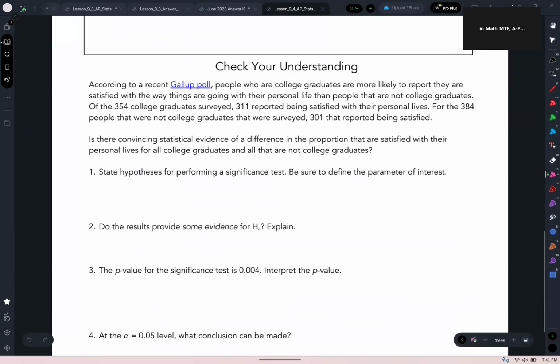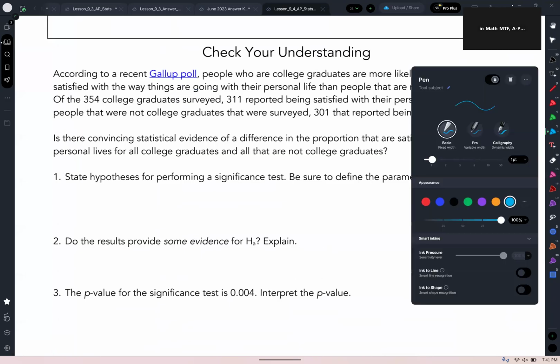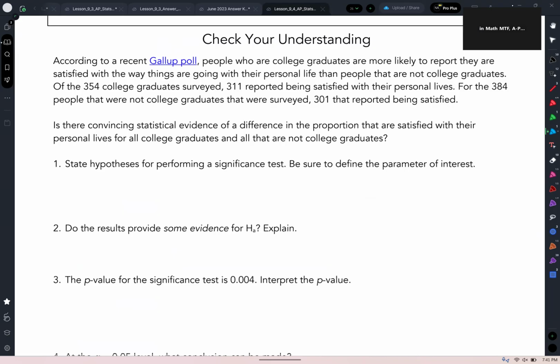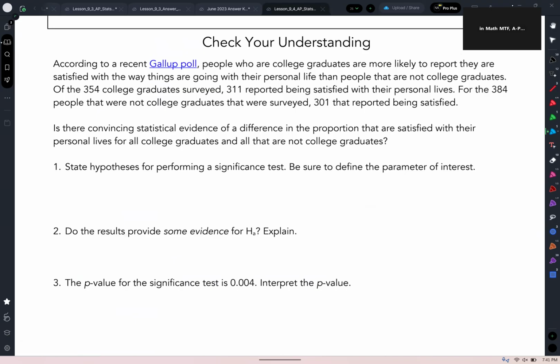But here we go. According to a recent Gallup poll, people who are college graduates are more likely to report they are satisfied with the way things are going with their personal life than people that are not college graduates. Of the 354 college graduates surveyed, 311 reported being satisfied with their personal lives. For the 384 people that were not college graduates that were surveyed, only 301 reported being satisfied. Is there convincing statistical evidence of a difference in the proportion that are satisfied with their personal lives for all the college graduates and all that are not college graduates?